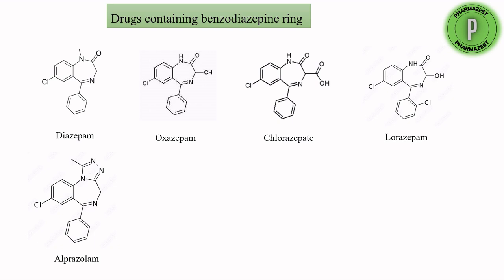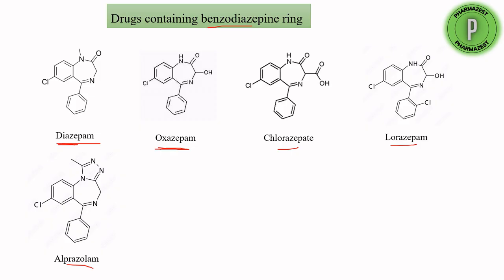Next, the different drugs which are used as sedatives and hypnotics under the benzodiazepine classification are diazepam, oxazepam, clorazepate, lorazepam and alprazolam. As you can see, this diazepam and oxazepam. Actually oxazepam is a metabolite of diazepam. So diazepam metabolizes to form oxazepam, which also has sedative and hypnotic activity. So we can say this diazepam is a prodrug for oxazepam.